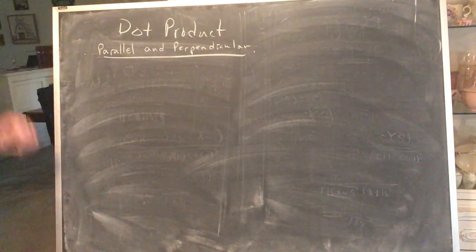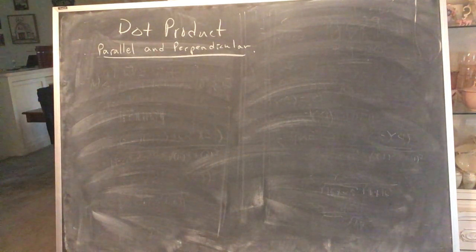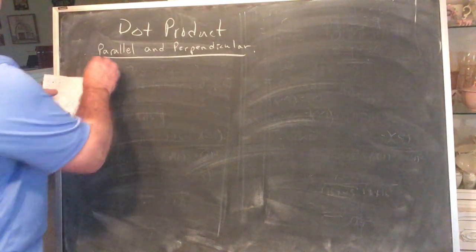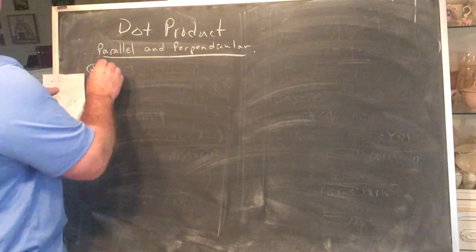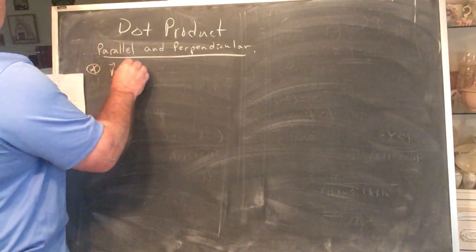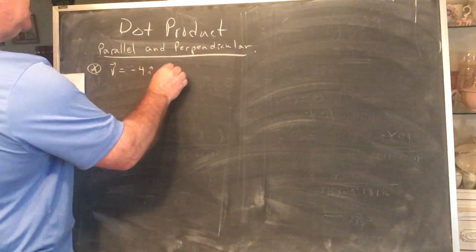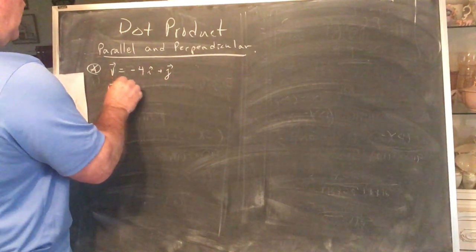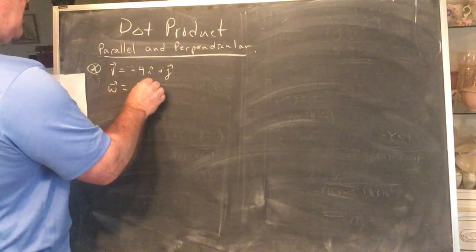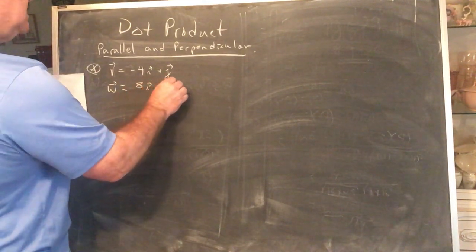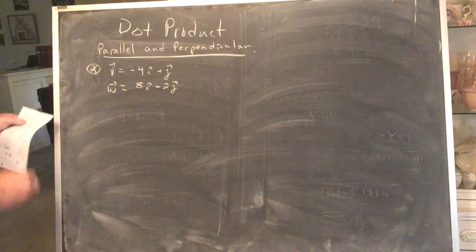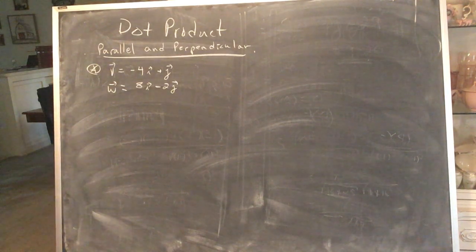All right, so our next bit is dot product with the notion of parallel and perpendicular. Our first little example is this. I'm going to work through a few examples here. Vector v is negative 4i plus j. Vector w is 8i minus 2j. And we want to find the measure of the angle between them.